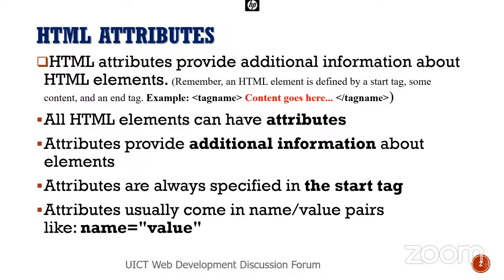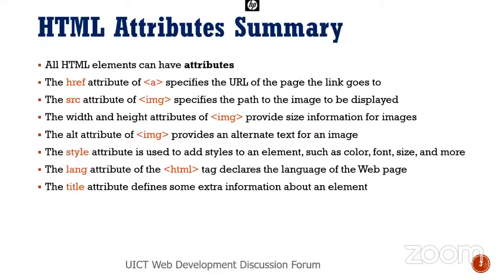Attributes are always specified in the start tag, meaning we only put them in the start tag and just close the way we have been closing all tags. But the attribute will only appear in the first tag, the start tag. Attributes usually come in name-value pairs, like name equals and then value. We shall look at that.